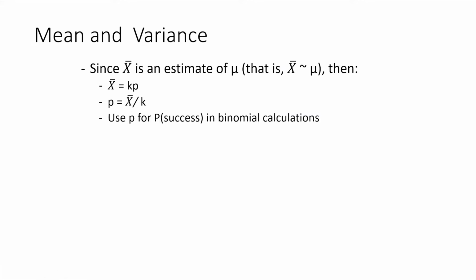Since X bar is an estimate of mu, right? X bar is just our sample mean. Mu is our population mean. We find that X bar, our sample mean, is equal to K times P. So our number of trials times the probability of success will give us the mean number of successes. P, so our probability of success, is therefore X bar divided by K.